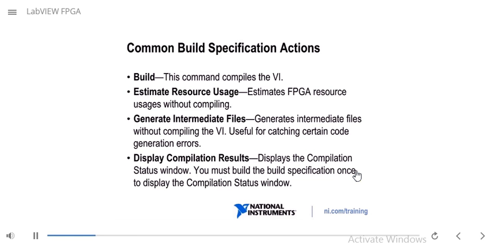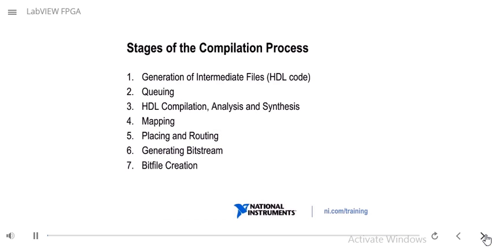Now you can compile an FPGA VI and describe an overview of the compilation process. Next, we will describe the various stages of the compilation process. In the previous section, we compiled an FPGA VI and described an overview of the compilation process. By the end of this module, you will be able to describe the various stages of the compilation process.